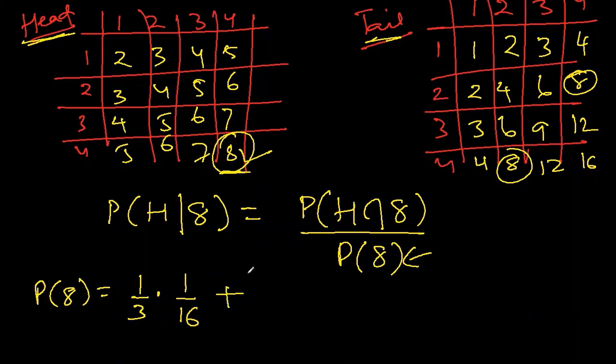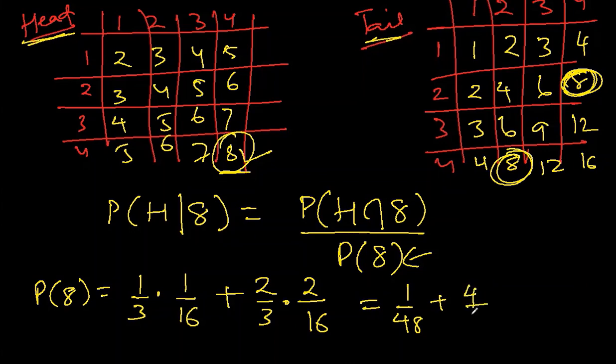Or she gets a tail, which is 2/3, and she gets this 8. What is the probability of this 8 and this 8? Total 2 out of 16, right? I hope there is no other 8. Yeah. And now we'll just add these two. So 1 over 48 plus 4 over 48, that makes it 5 out of 48. That is the answer for getting an 8.